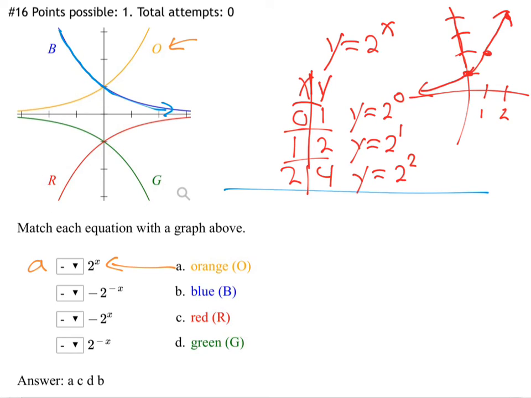Rather than just go after the blue, let's just take them one at a time. Let's take this right here, and let's do that one. Minus 2 to the minus x. Just plug in an xy table. Again, just do 0, 1, 2. See where the thing's going.